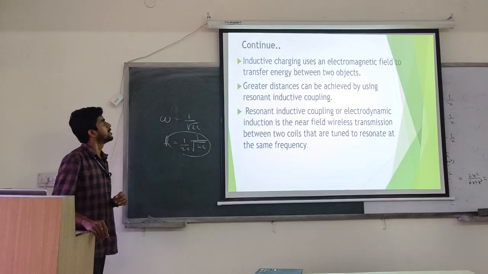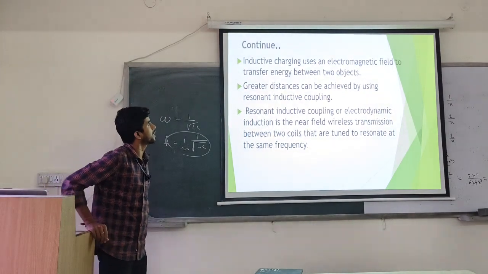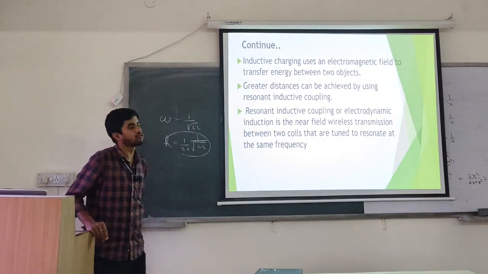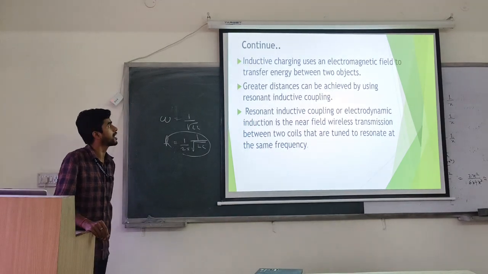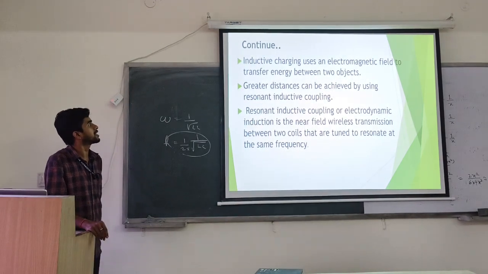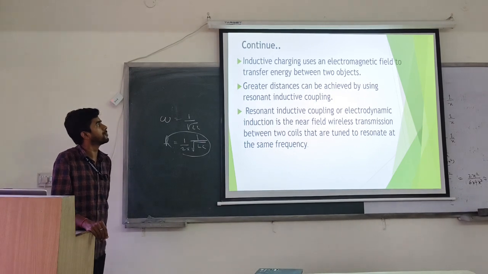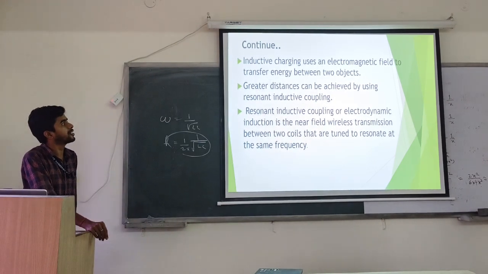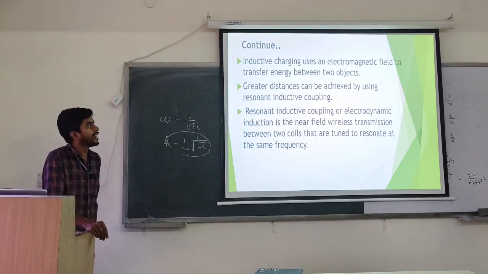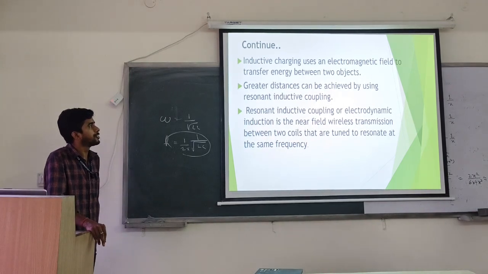The inductive charging uses the electromagnetic field to transfer the energy between objects. Here we see there is the electric field and magnetic field. So inductive charging uses the concept of electromagnetic field to transfer the energy between two objects. In the primary coil, the electric field is converted into magnetic field, and the magnetic field is transferred into the secondary coil.